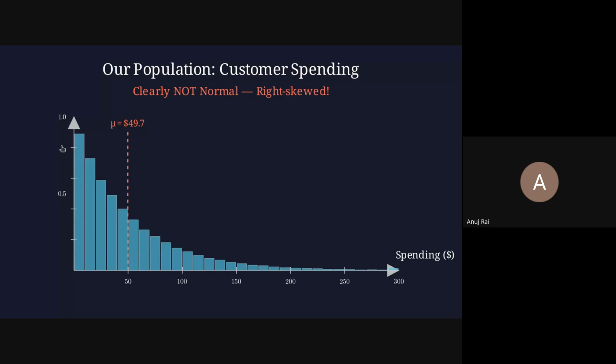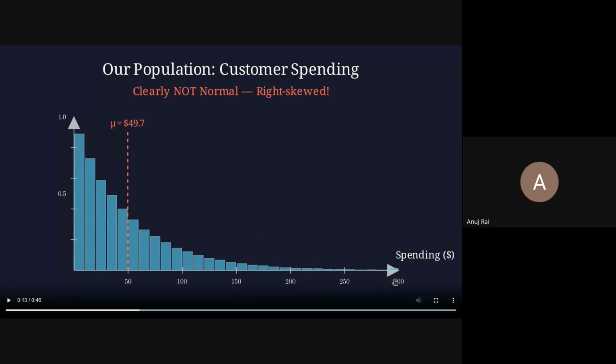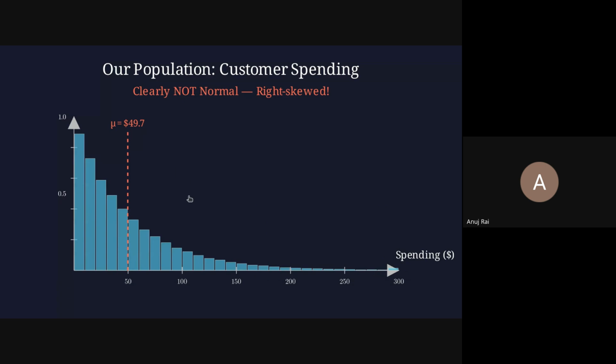And here 0.5 means 50,000, and 1 means 1 lakh. So around 70,000 customers are in the range of under maybe $10 spending, and very few customers are in the range of $300 spending. So let's say this is the kind of data we have about the population.